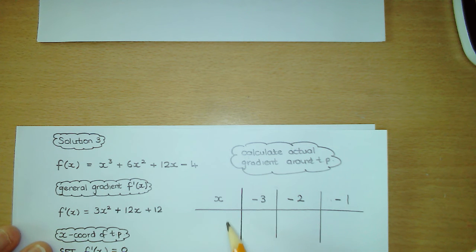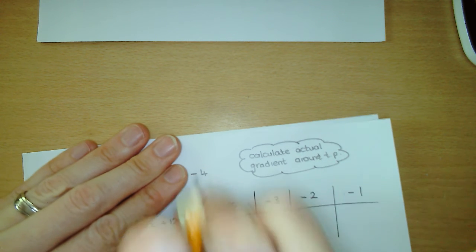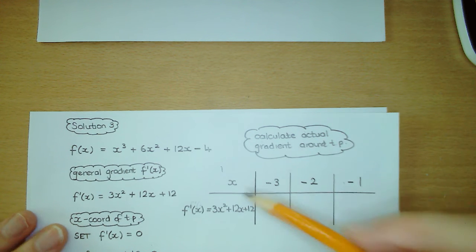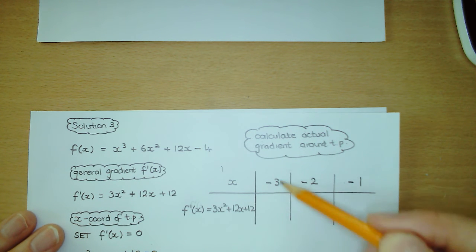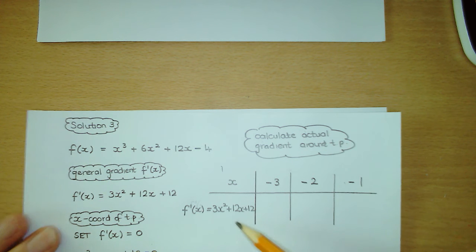What we're then going to do is calculate the actual gradient for each of these values of x. The actual gradient, remember, is f dashed x or dy by dx. So f dashed x is 3x squared plus 12x plus 12. We're going to get the actual gradient when x is -3, when x is -2, and when x is -1.